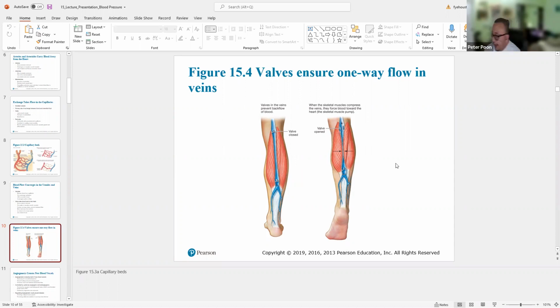The other thing veins do is, because they're so thin, the muscles can actually work on the veins. So when you flex your muscles, when you contract your muscles, what they do when they squeeze is they also conveniently squeeze the veins, and that helps drive the blood back to your heart.